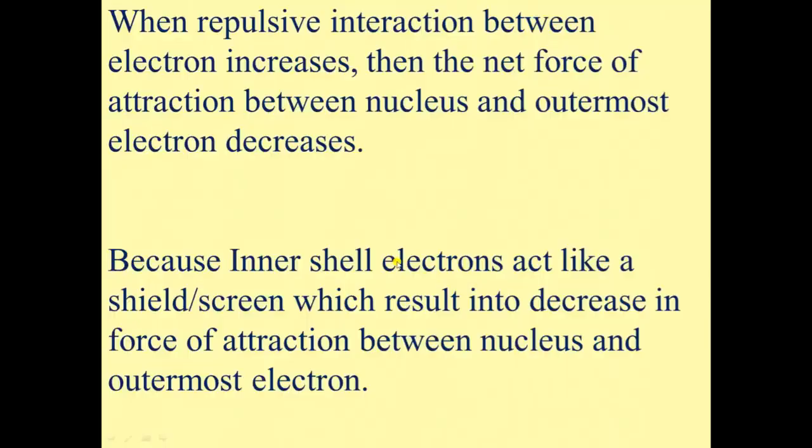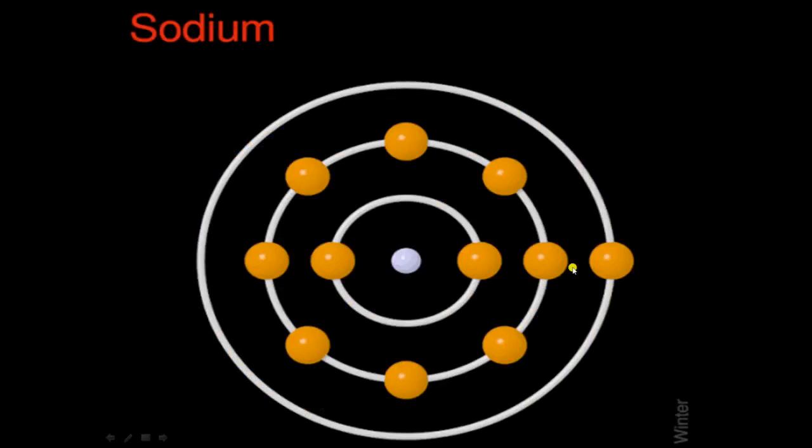Inner shell electrons act like a shield or screen, which results in a decrease in the force of attraction between nucleus and outermost electron. Here you can see that this outermost electron is attracted by nucleus, but these inner electrons act like a shield, or we can say screen. This is known as shielding effect or screening effect.